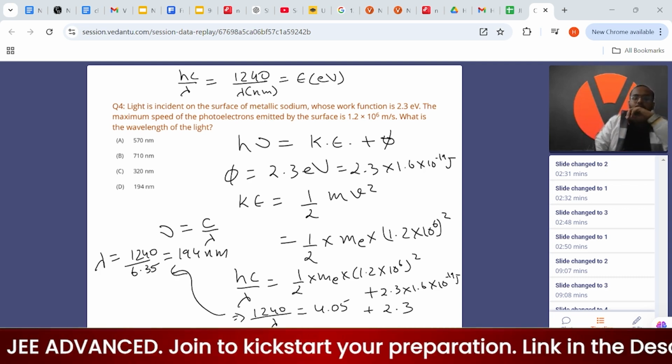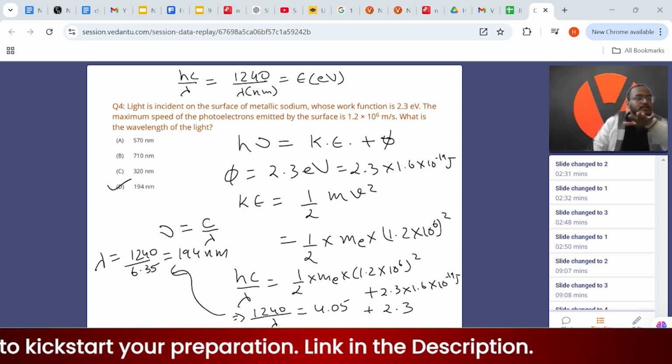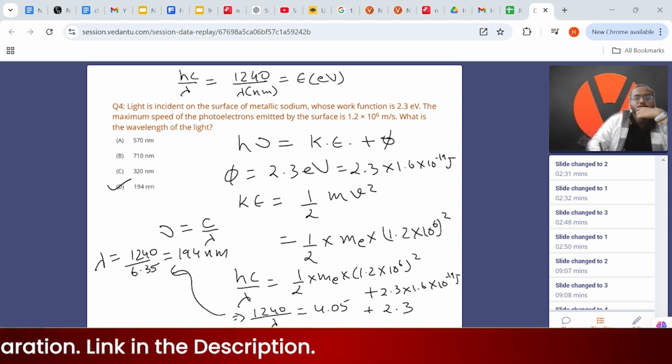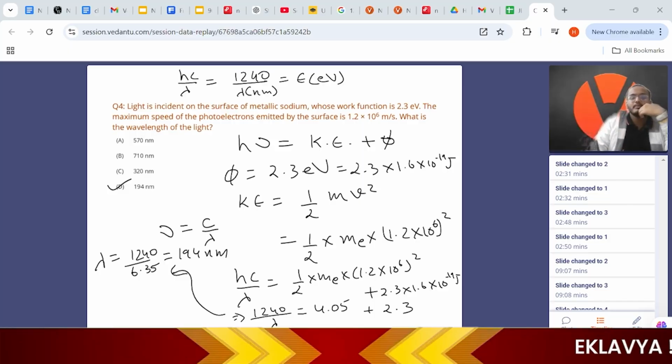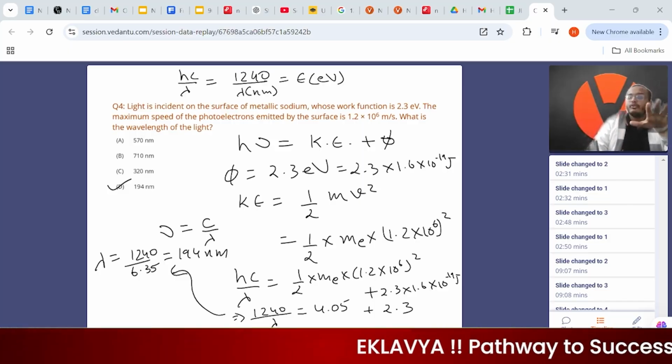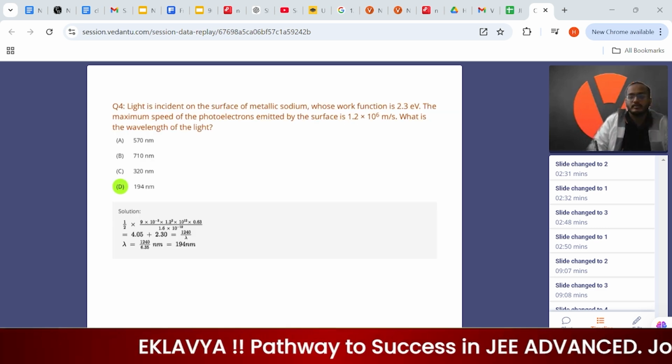Or another thing, you can use this formula; you can use any approach here as per your time and as per your calculation. But from my side, I will prefer to use 1240. Why? Because it's a shortcut.